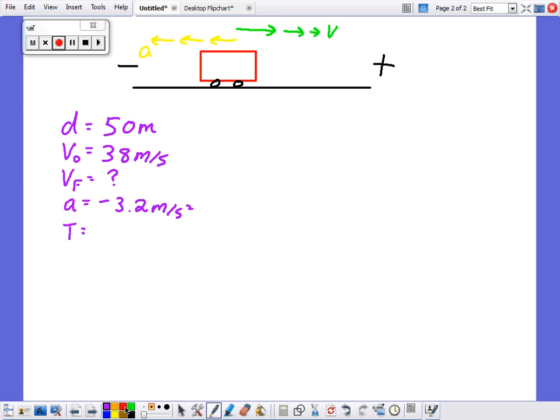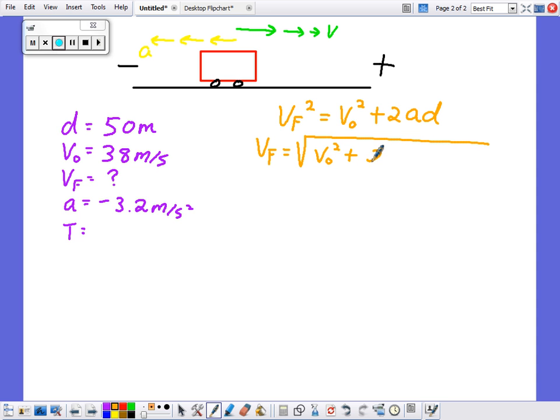From here, we need to pick our equation that does not have time in it, because time is what we don't have and what we're not looking for. So we're going to pick the equation VF squared equals V naught squared plus 2AD. This equation is pretty easy to solve for VF, because all we have to do is get rid of the squared by doing the square root. So VF equals the square root of V naught squared plus 2AD.